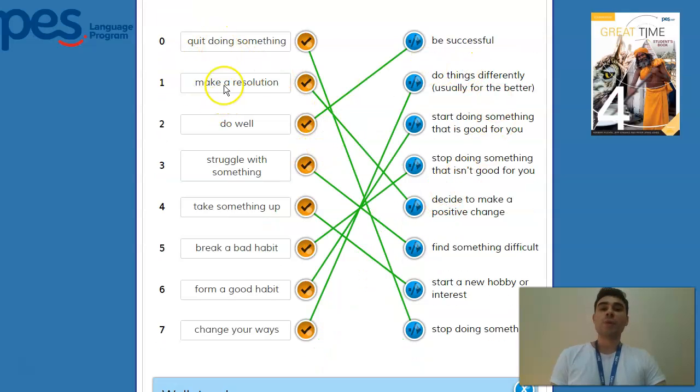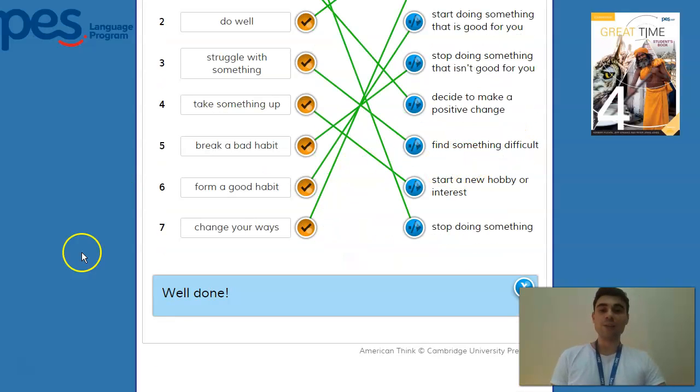So again, to make a resolution, to decide to make a positive change, to do well, to be successful, to struggle with something, to find something difficult. To take something up is to start a new hobby or interest. To break a bad habit is to stop doing something that isn't good for you. To form a good habit, which is the opposite, is to start doing something that is good for you. And to change your ways, which is to do things differently, usually for the better, right? Well done.